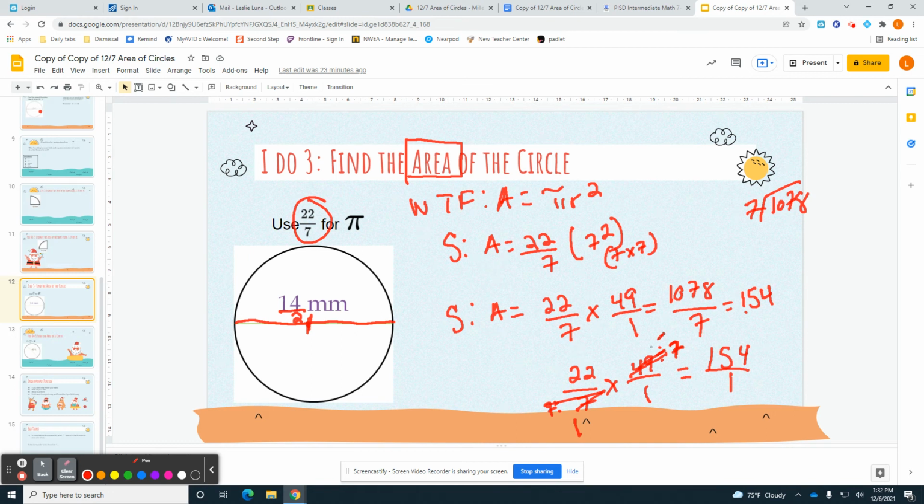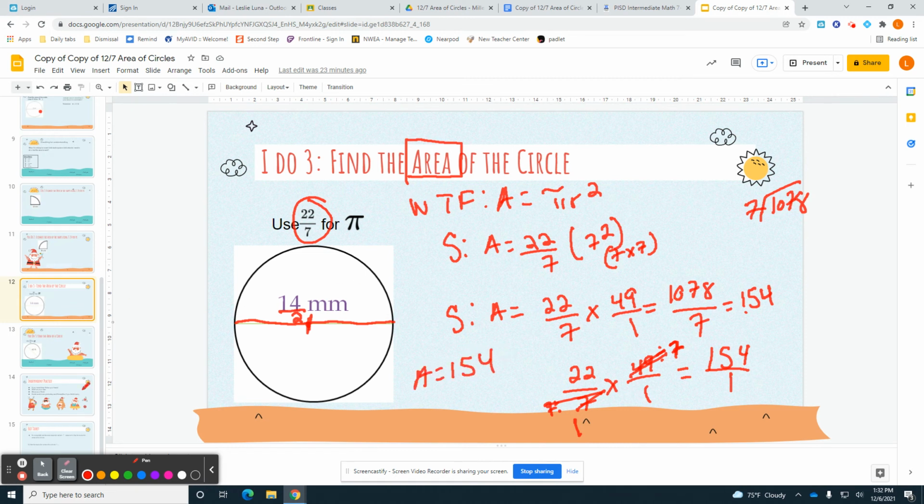And little hint or secret, anytime they tell you to use 22/7, whatever number you get as your diameter or your radius is going to be a multiple of 7. So that's just a nice little hint to know, or kind of like a little cheat way. Okay, so the area of this circle is 154.